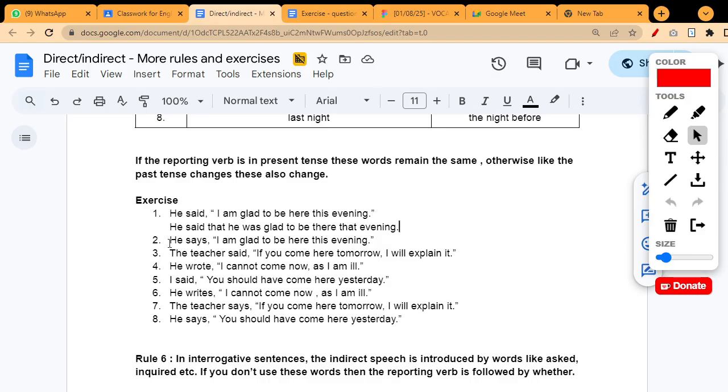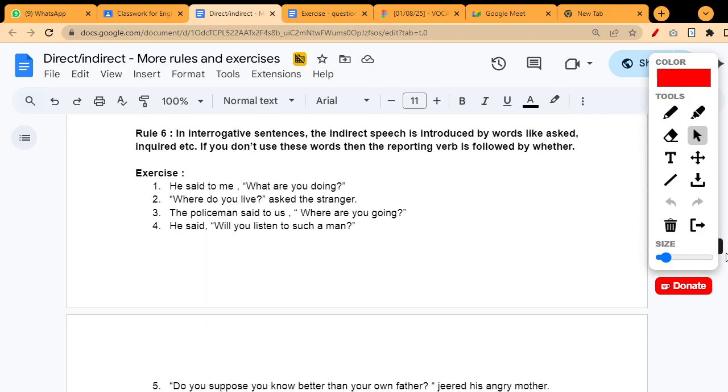Now when we are talking about says, he says, I am glad to be here this evening. In this case, what will happen? He says that he is glad to be here this evening. Okay? So everything will remain the same because the reporting verb is in present tense, says. I hope it is understood. Attempt all the rest of the sentences for this rule. Okay? All of you have to do it. I'll be checking it in the next class.